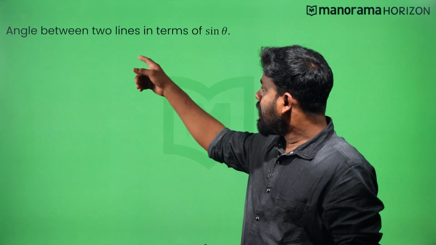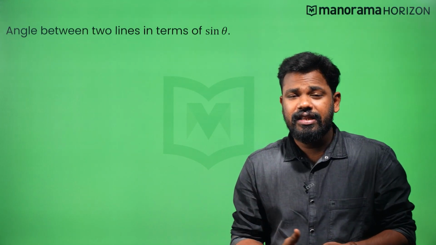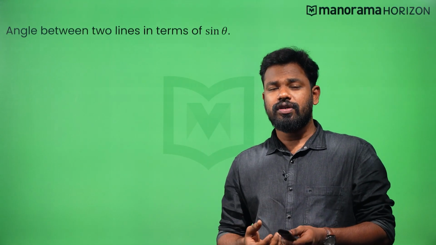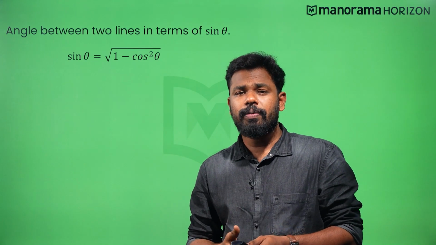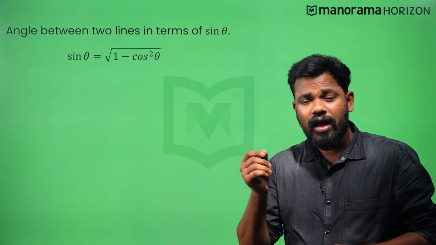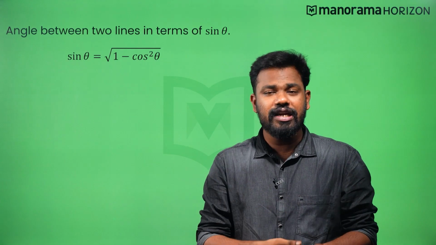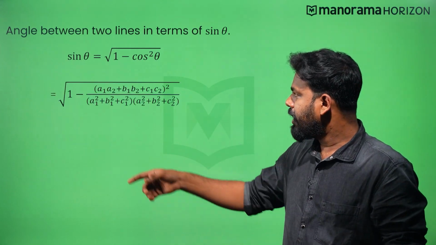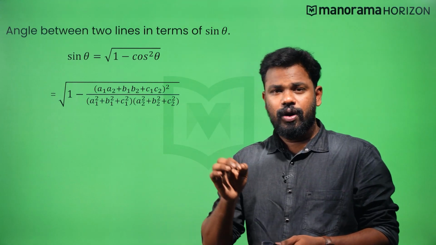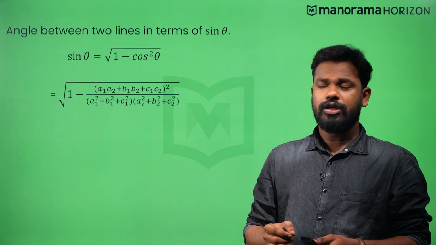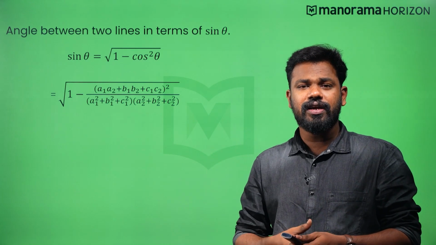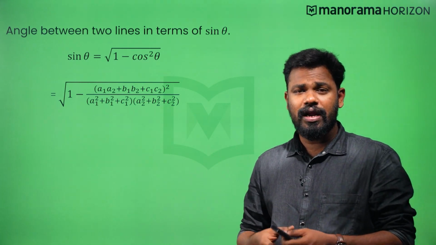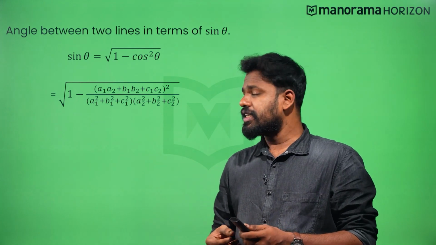Now, what is the angle between two lines in terms of sine theta? We have just discussed in terms of cos theta. What will it be in terms of sine theta? We know that sine theta is equal to root of 1 minus cos square theta. And we have found out what cos theta is in the previous slide, right? So putting that there, you will be getting root of 1 minus A1 A2 plus B1 B2 plus C1 C2, the whole square divided by the denominator, root of A1 square plus B1 square plus C1 square into A2 square plus B2 square plus C2 square, right?